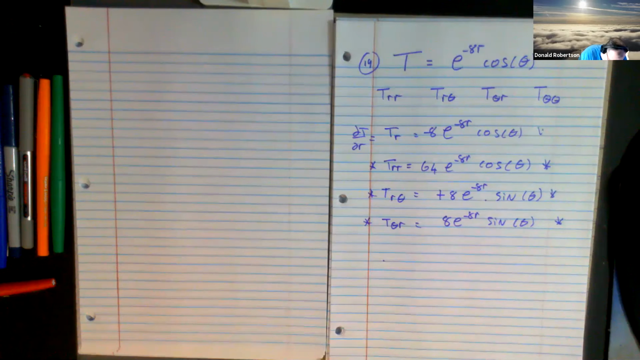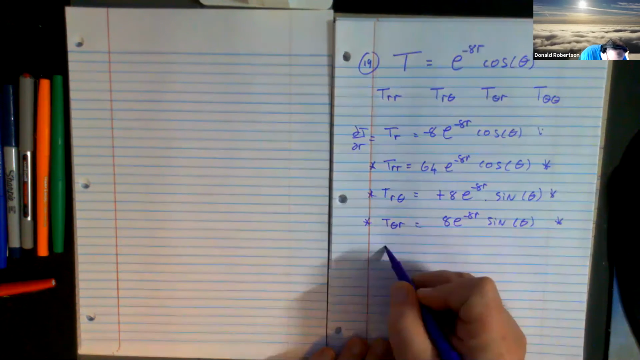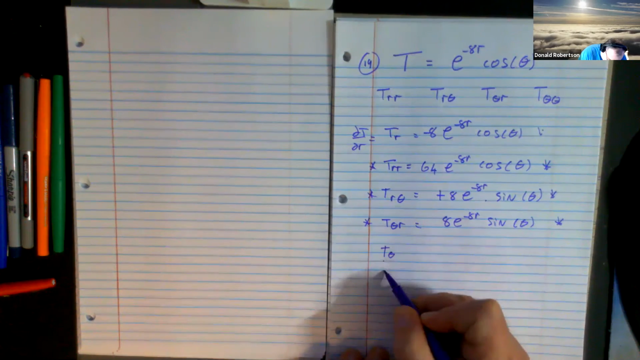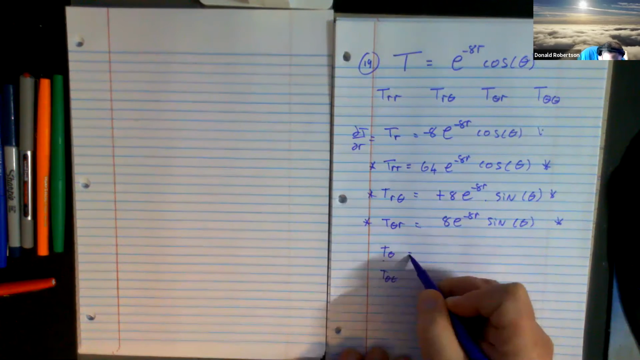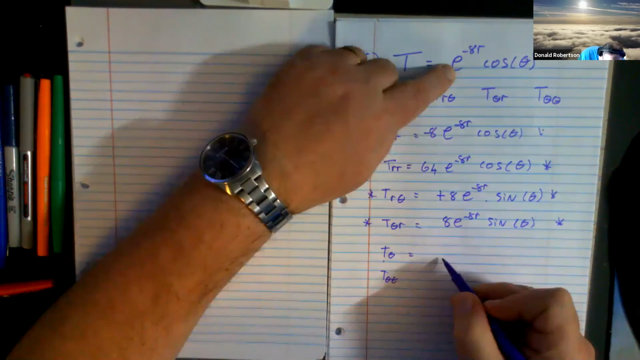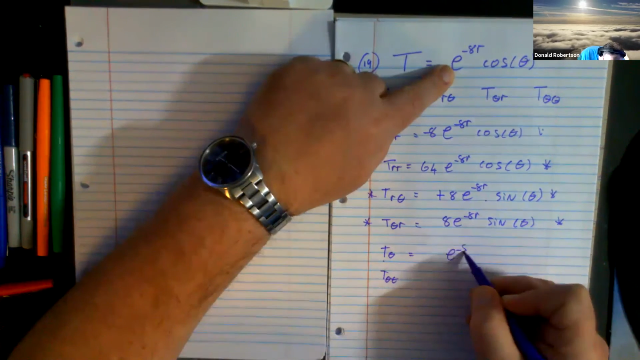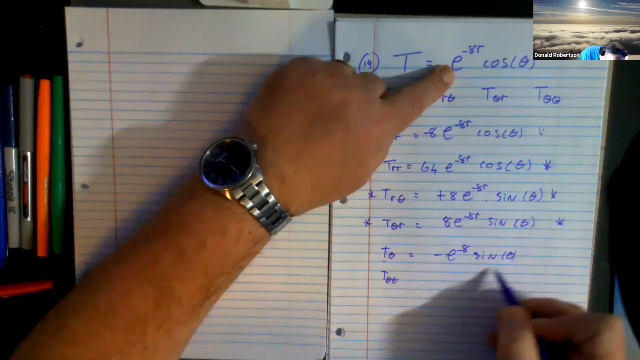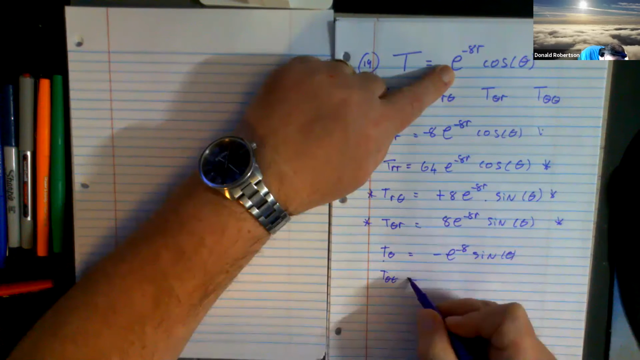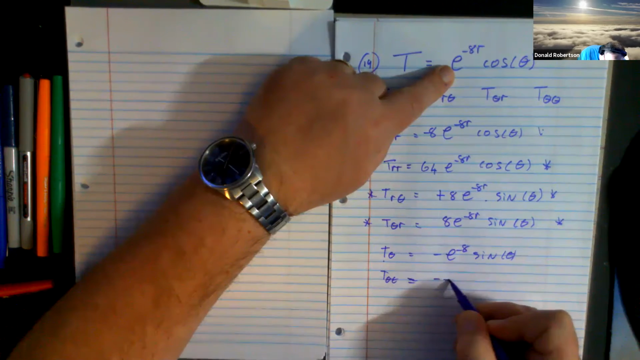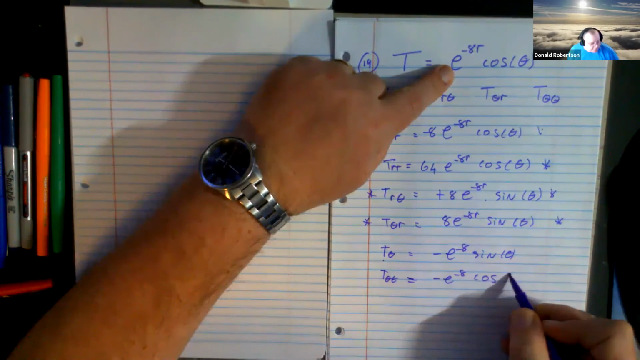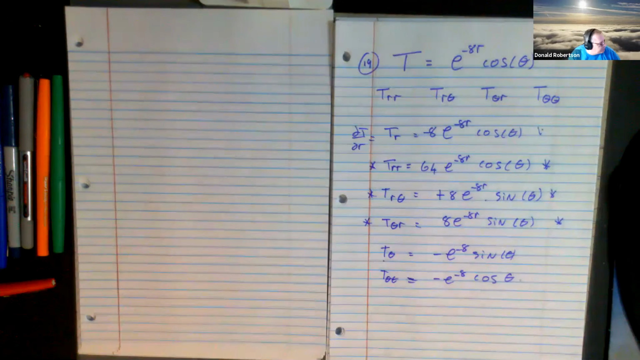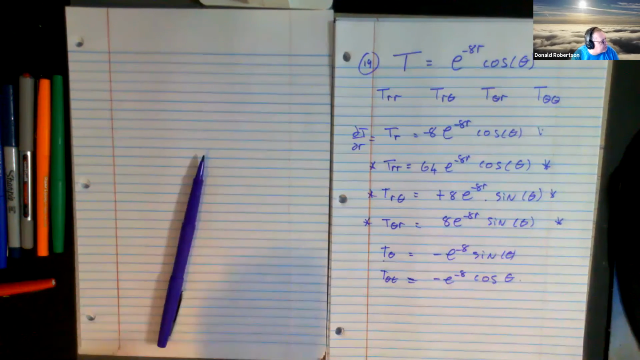And the last one, you can't really do much except find t theta and then do double theta. So let's see. If you differentiate this the first time, you get a negative sine theta. And if you differentiate this with respect to theta, you get negative cosine theta. And that is essentially the end of that question.